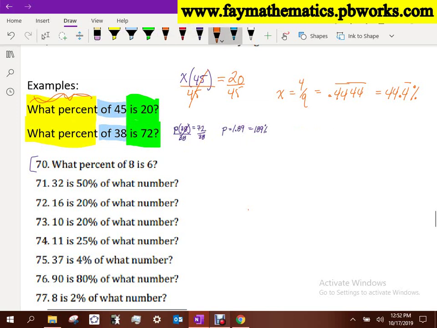75%. So it says what percent, so there's our variable, right? So n of, what's of mean? Multiply, so n times 8 is means equals 6. So how do I isolate n then? All right, 6 divided by 8 then turns into 3/4.